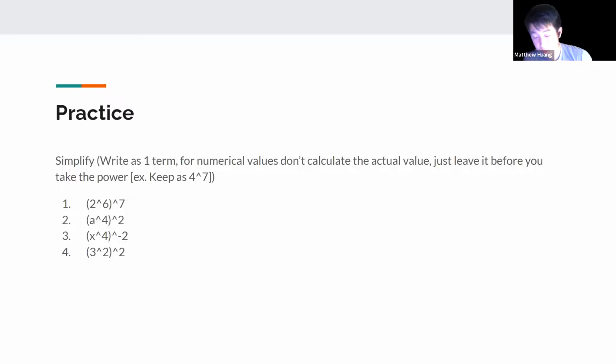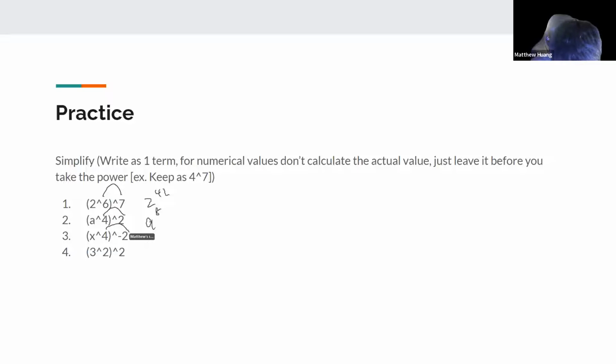All right, so I'll just get started on these. For the answers to these ones, let me get the pen out. You just multiply 6 and 7 together and it turns into 2 to the power of 42. This one you multiply the exponents together as well. It turns into 8 to the power of 8.